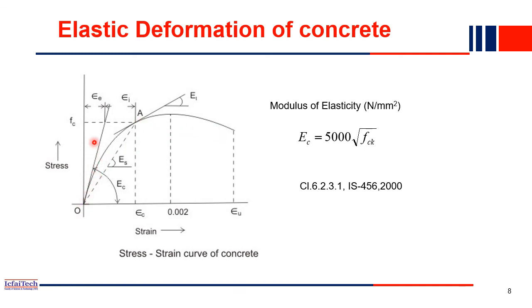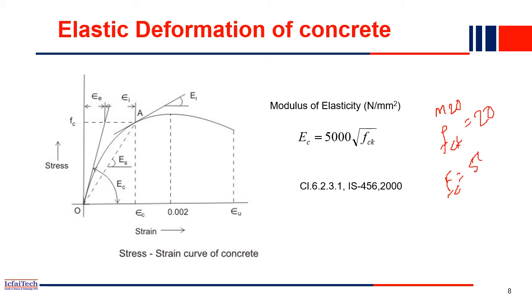So the initial tangent of this curve is actually nothing but the modulus of elasticity of a concrete. So this is another property, that is the modulus of elasticity of concrete, and what will be its value? Again in IS 456, if you go to clause number 6.2.3.1, in this clause you will find this formula. So modulus of elasticity of concrete, we call it EC, is nothing but 5000 root over of fck. What is fck? fck is the characteristic strength of a concrete. Now again, if you use M20 grade of concrete, M20 grade means fck value will be 20.